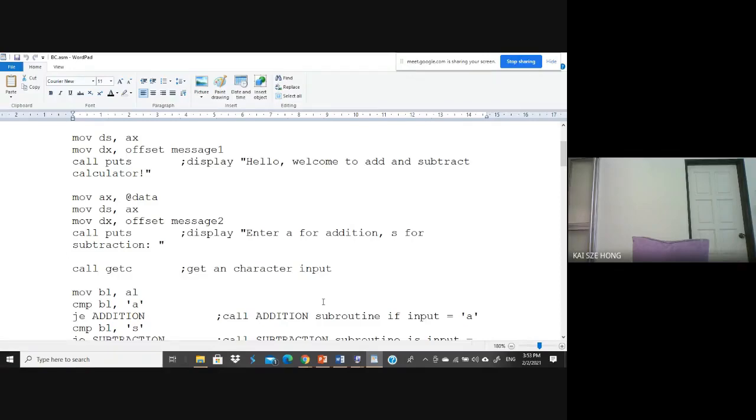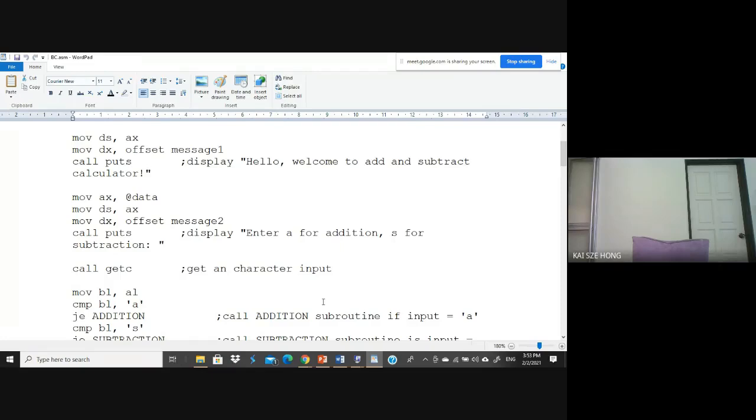Assembly cumulative sum, 344. So Jing Wen, which question are you asking about? This one? This is just a sum. 3 plus 4 equals 7, like this.